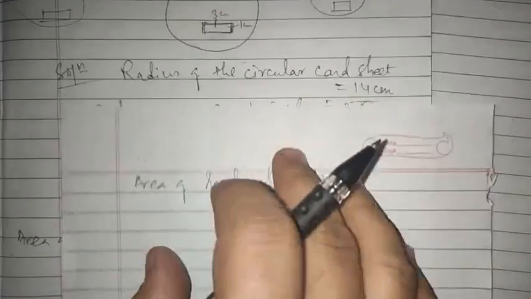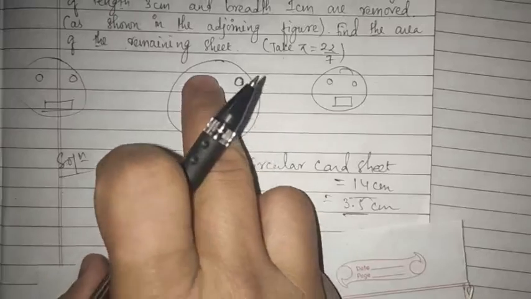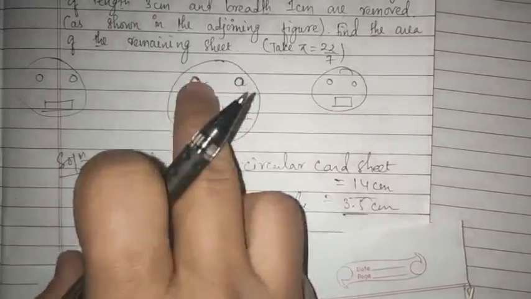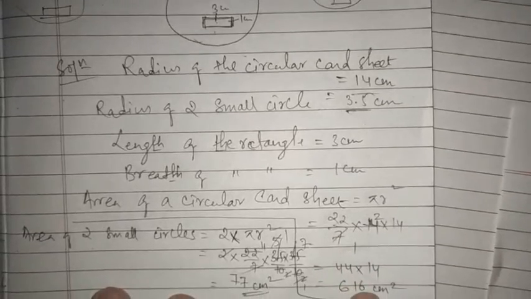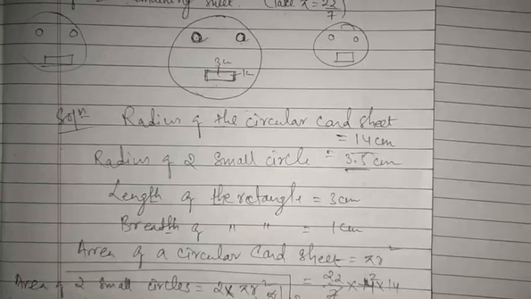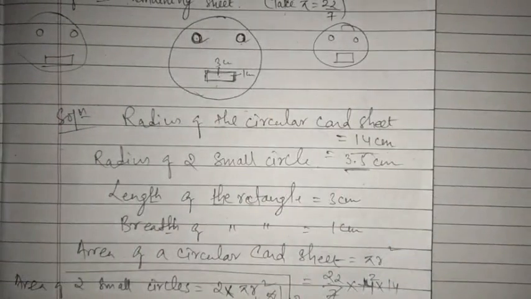You have to find what they have asked us to find. You have to find the area of the remaining sheet. That is this part. After removing this, what will be the area? The actual area is 616 centimeters square. Now after removing these parts, what will be their area? That we have to find.